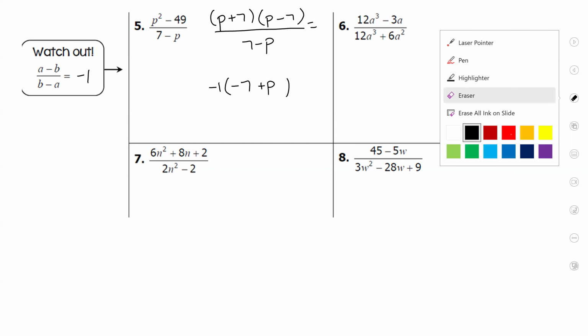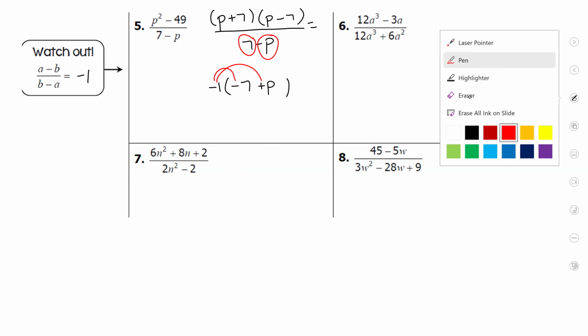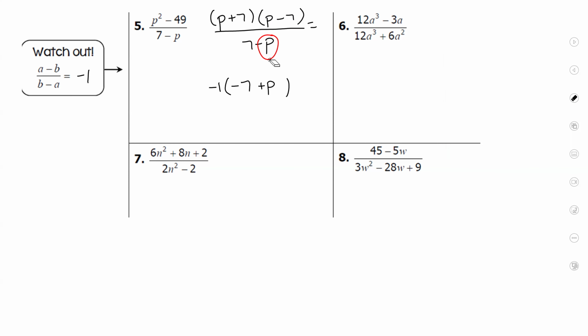Just like we did previously, if I multiplied it back, -1 times -7 is +7. -1 times p is -p. We factored it. Now it looks like this. Do you guys also see that I can just switch this around, put the p first and the -7 in the back?